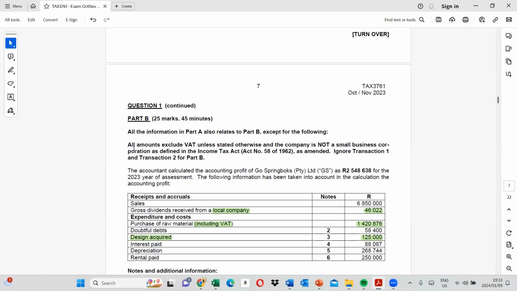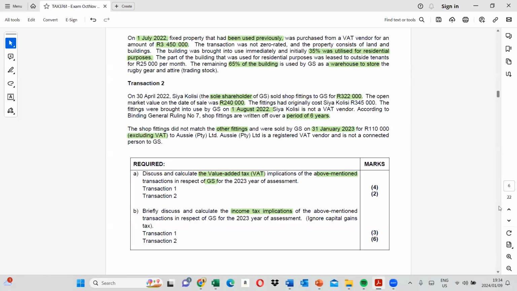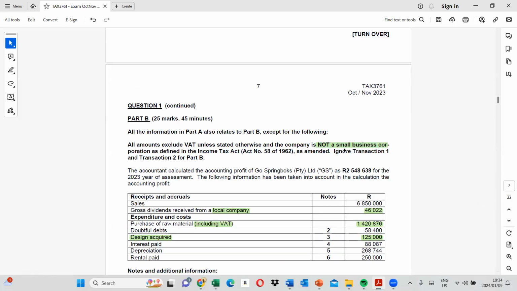Now, they changed this. It was important also to pay attention to reading. All amounts exclude VAT unless stated otherwise, and the company is not a small business. But at the top, on question 1, it was a small business. It was still called GS, but now it's no longer a small business. That was another catch that you experienced in the exam. So it's important to pay attention.